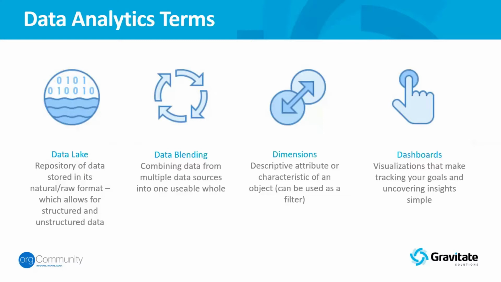The first is a data lake. It's a new technology that many organizations are using in the data analytics industry. It's more modern than the data warehouse. It allows us to store both structured and unstructured data, meaning structured data would be numbers, and unstructured would be text and other information like video and things like that.